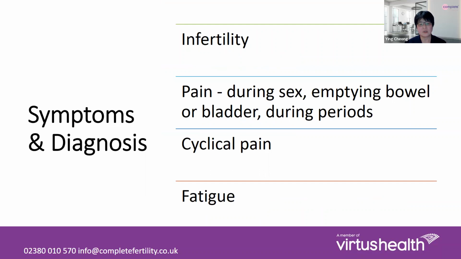What are some of the symptoms if we talk about diagnosing the disease? A lot of patients we see come with infertility, so they've tried for over a year with no success. But of course, some of them also suffer from pain during sex, pain during emptying of the bowel or bladder, and painful periods. Many of them have cyclical pain, meaning pain that comes monthly. It disappears and it comes back when the period starts.